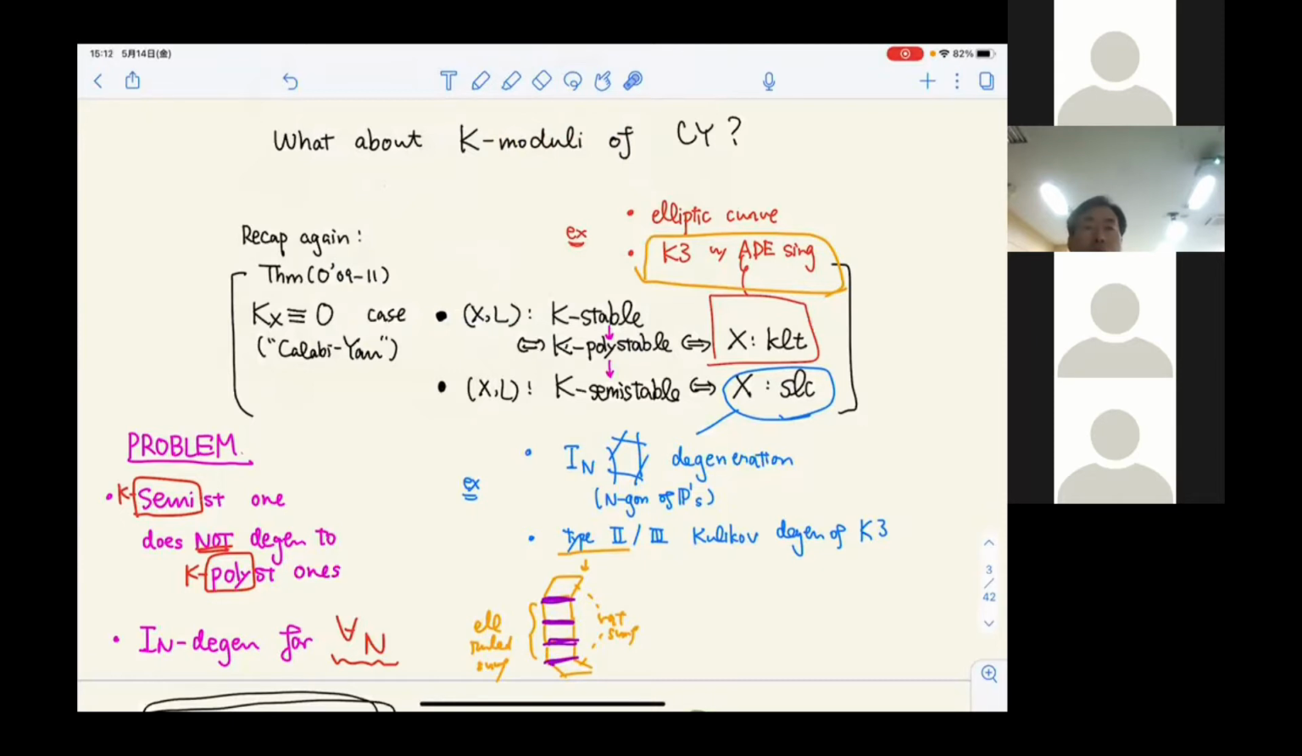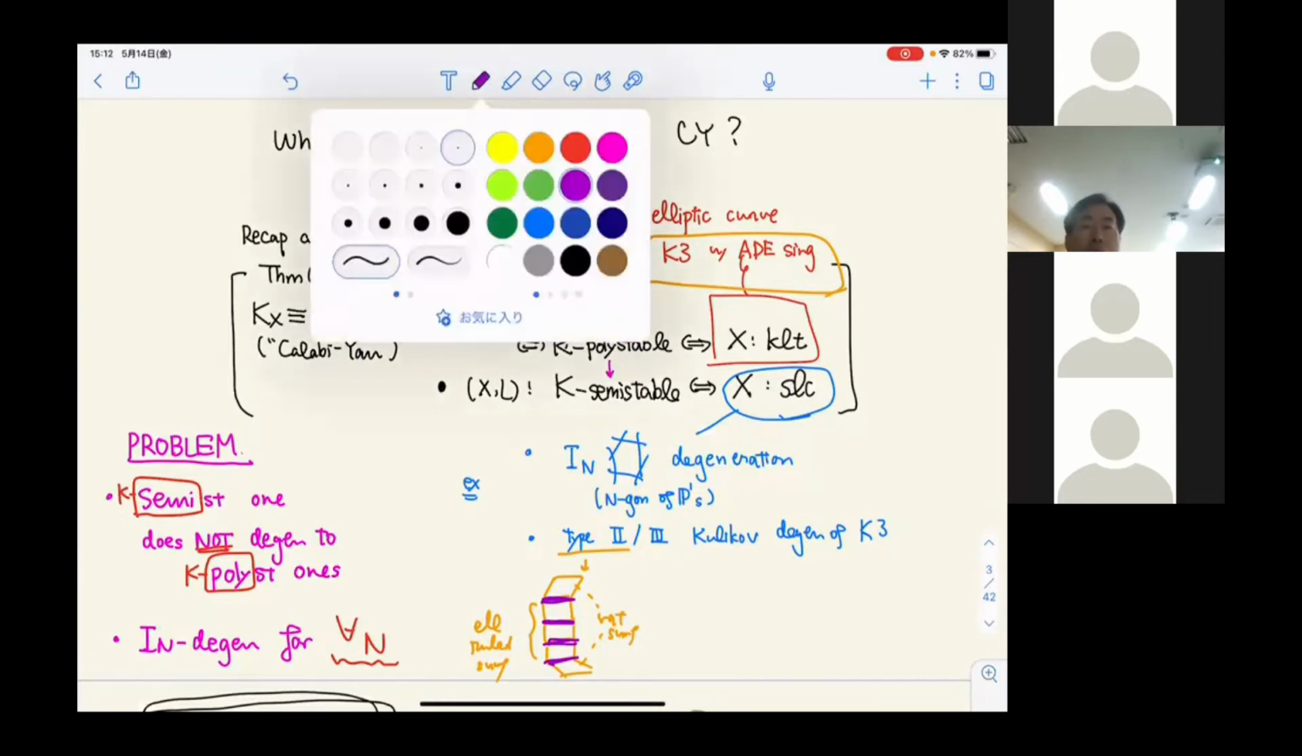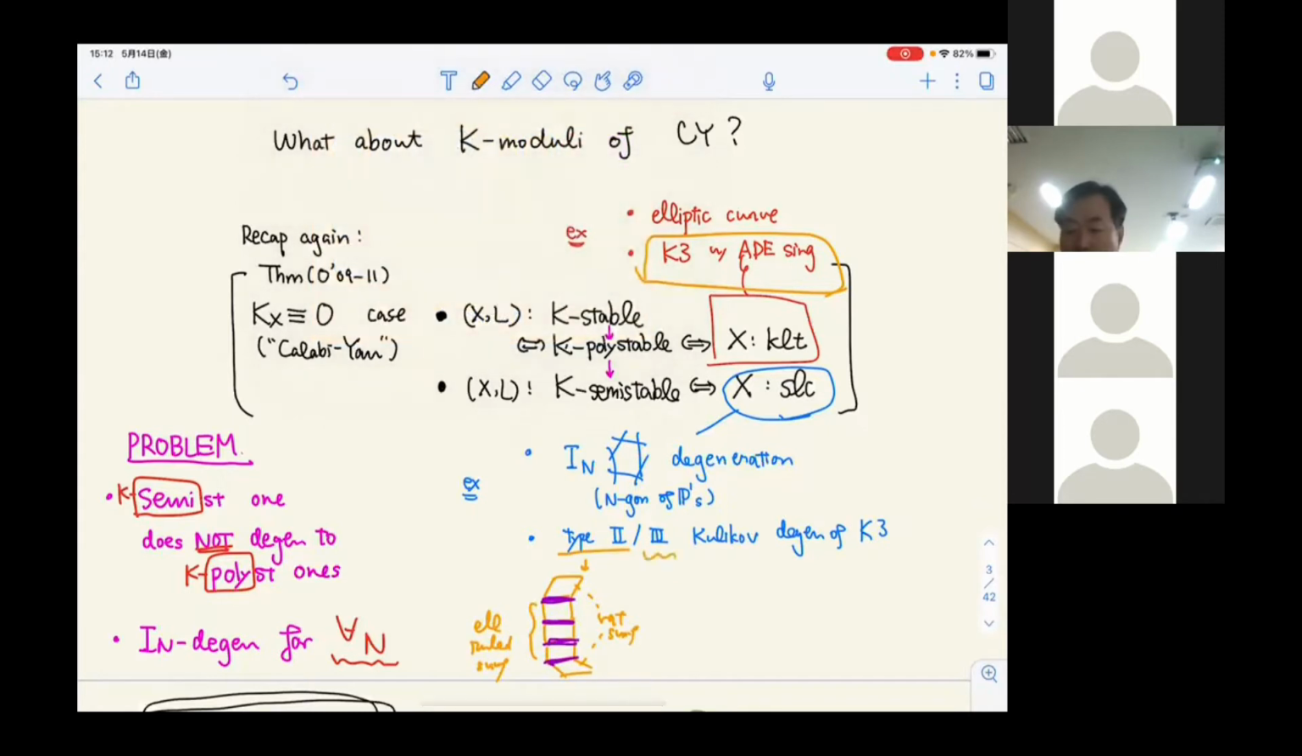And the type 3 case looks like, well, I can only draw the simplest one. So it looks like this. So it is still simple normal crossing, and the components are rational surfaces, and yeah, here we have P1 instead.